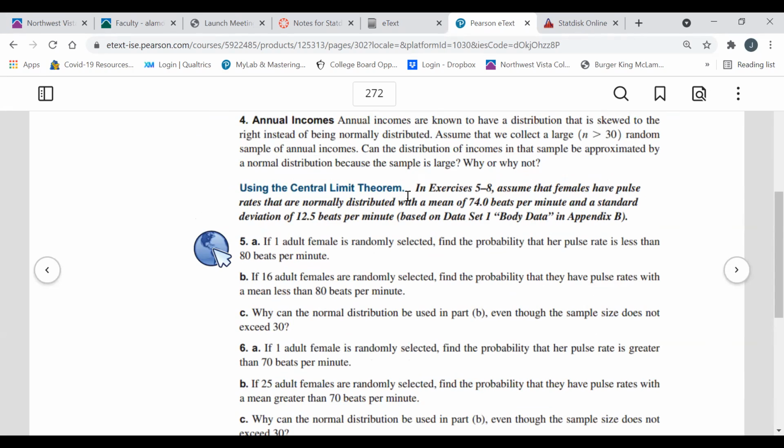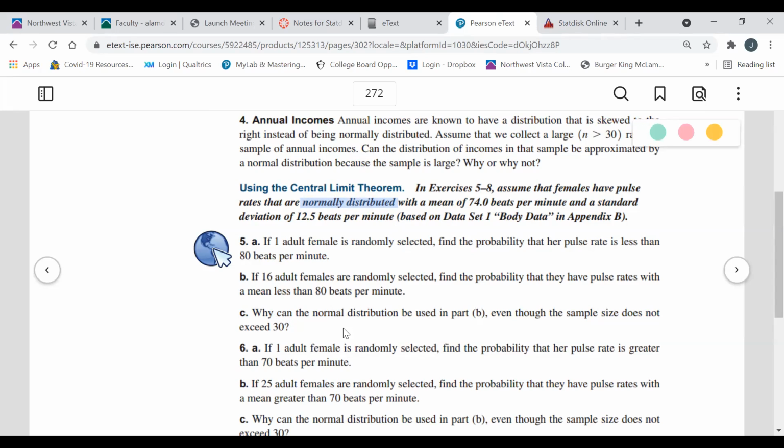Y'all see it? It should say it there. Who can find that? It has to say. Samples must be normally distributed. You guys see it? Right there. Boom. It says it there.